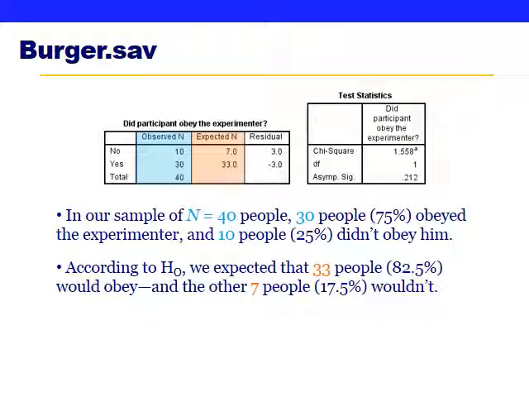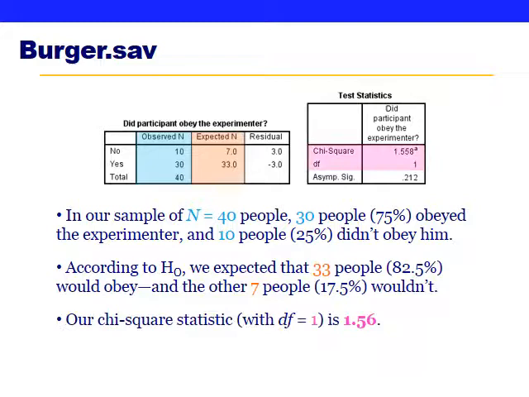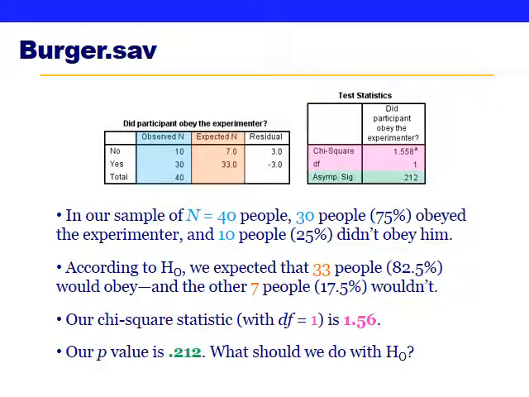So compared to what we expected, we had slightly fewer people who obeyed the experimenter and slightly more people who didn't obey the experimenter. But remember, we don't know if this is a significant difference until we look at the results of the chi-square test. If we look at the table on the right, we see that our chi-square statistic is fairly small, 1.56, with 1 degree of freedom. And more importantly, our p-value of 0.212 tells us that we did not find a significant difference here.